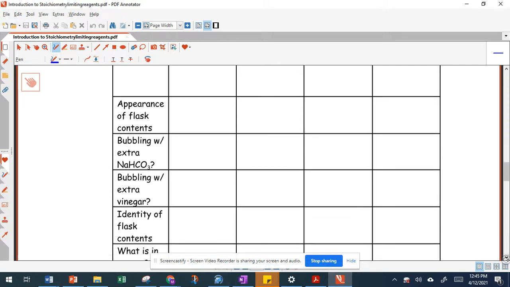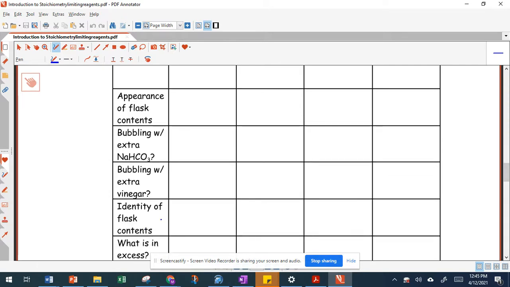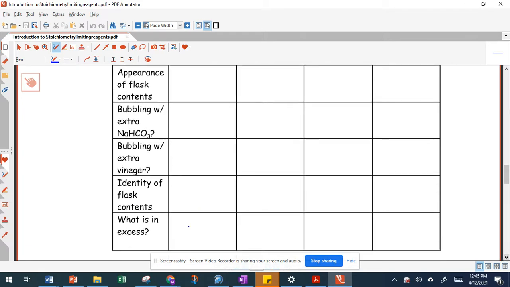And then when we figure out which reactant is left over, you can write down if it's sodium bicarbonate or vinegar, which is acetic acid in this row, and the one in excess should be the same as the one that's kind of left over. So that's how you're going to complete this table.